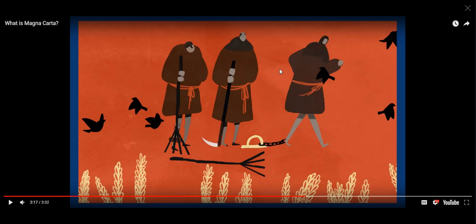So this is a key point. The Magna Carta really was only there for nobles. And what they're talking about is the idea that you can't be in prison without the view of your peers, which is really the idea of trial by jury. It's something called habeas corpus.